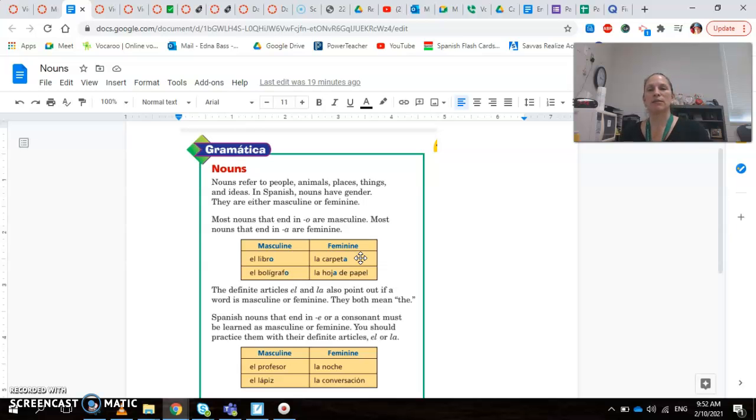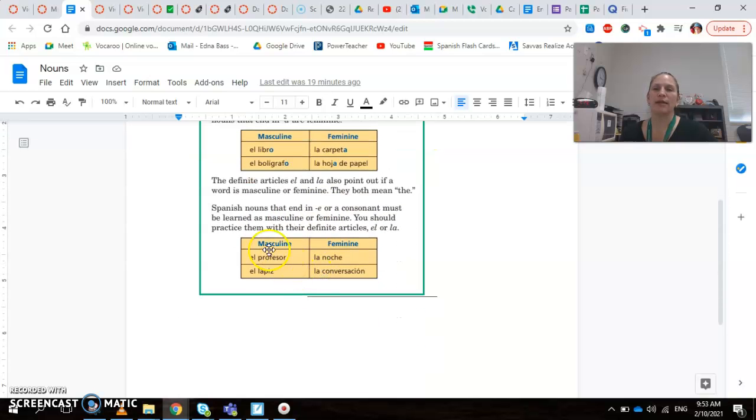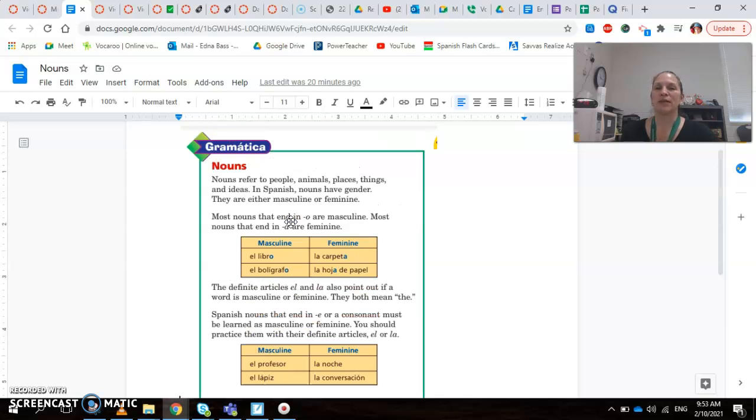So for the masculine form, most nouns that end in O are masculine. Not all of them, but most of them. And the ones that end in A are feminine. According to that, you put these articles, el or la. Here are the different articles, el and la, that help you understand if it's masculine or feminine. Why is it important to know if the noun is masculine or feminine? Because in the future, we're going to be working with adjectives too, and then they have to match. So that's what is important.